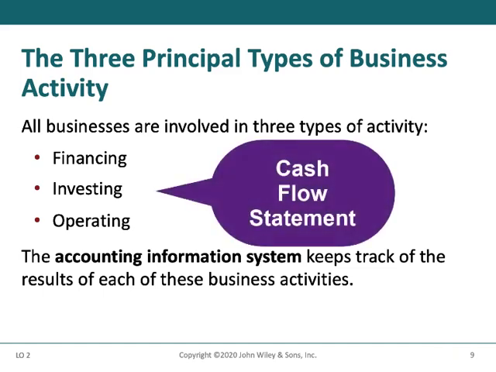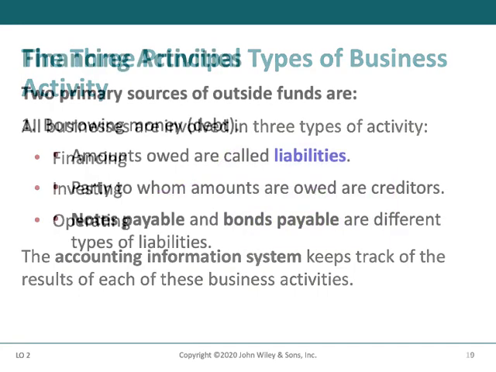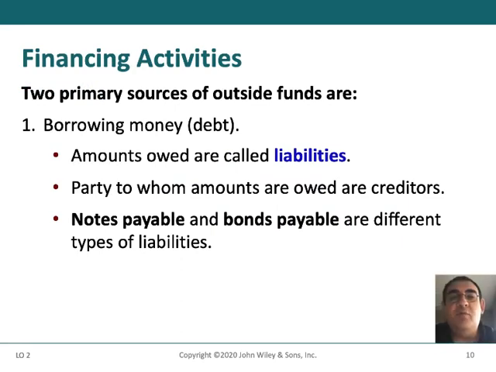You'll also see these 3 activities again when we review the cash flow statement, which tells a story of how money is generated from or used by each of those activities. Businesses basically derive funds from one of 2 sources. The first is debt and the second is equity.